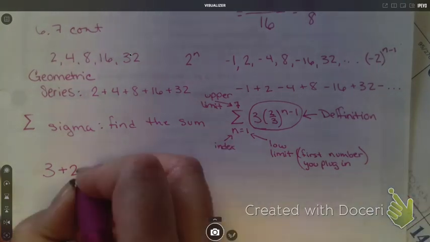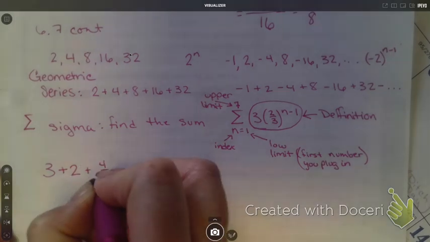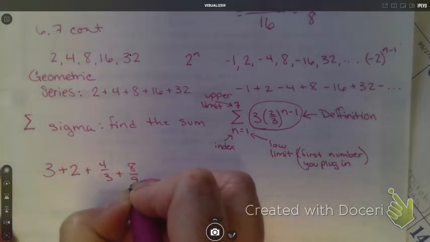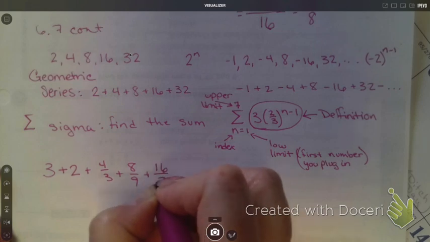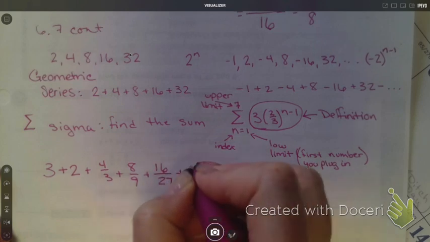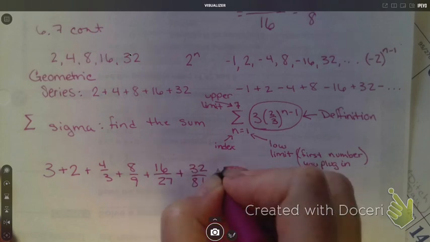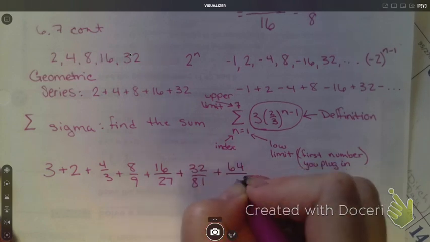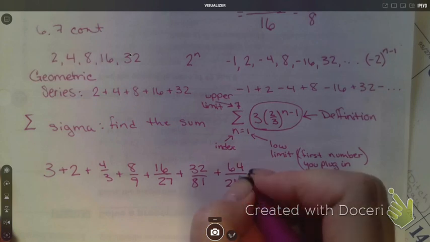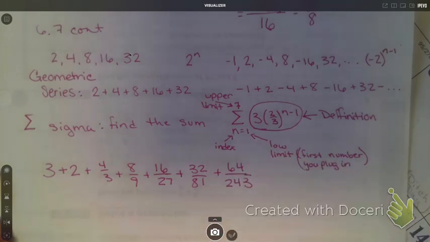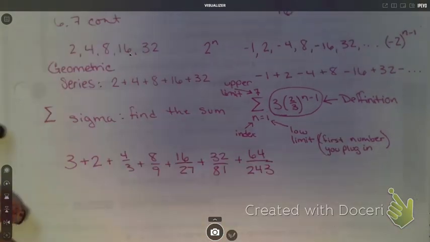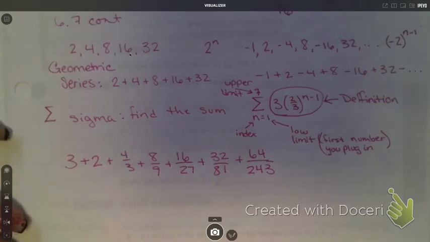And then I'll plug in the next one and get 4/3. And plug in the next one and get 8/9. And the next, 16/27. And 32/81. And 64/243. Sorry. Okay, that's fun. And that means I have to find common denominators and add that all up, correct? Yuck. You want to add that all up? No. So we have an equation.